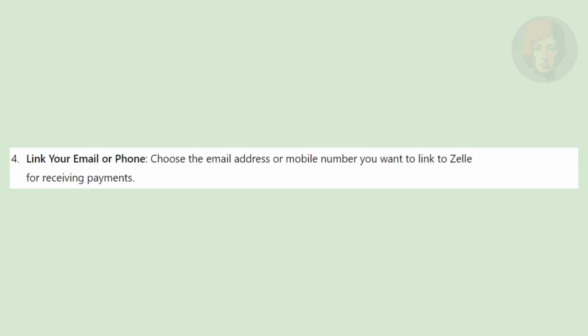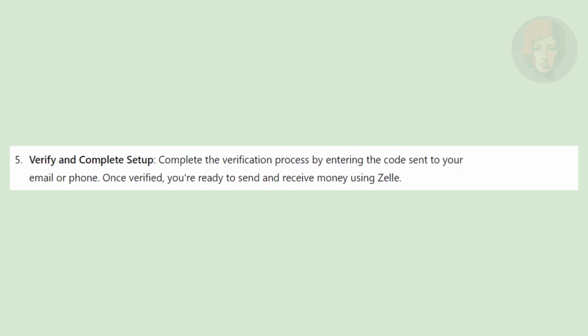Now, choose the email address or mobile number you want to link to Zelle for receiving payments. After that, complete the verification process by entering the code sent to your email or phone. Once verified, you're ready to send and receive money using Zelle.